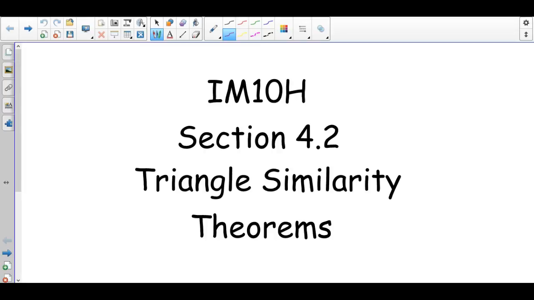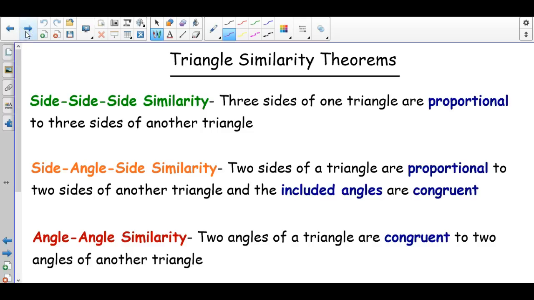Hello, what I'm going to do in this section is walk through some triangle similarity theorems, so basically proving that triangles are proportional to each other. First of all, let me list the three that we have. We have side-side-side similarity, which basically says that if three sides of one triangle are proportional to three sides of another triangle, then the two triangles are similar.